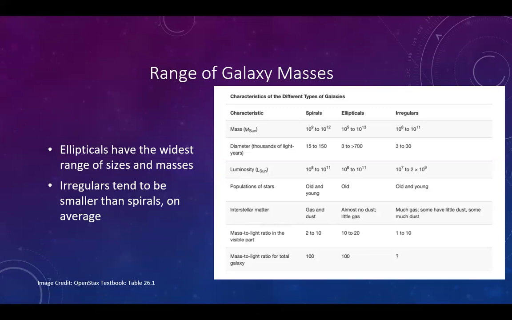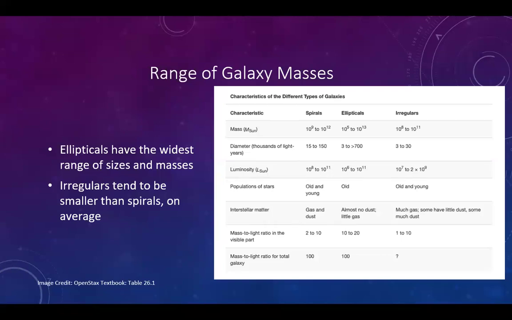Ellipticals have a mass from around 10 to the 5 to 10 to the 13 masses of the sun. Their diameter ranges from around 3,000 light years to more than 700,000. Their luminosity goes from about 10 to the 6 to 10 to the 11 times the luminosity of the sun. They primarily only have old stars. They have almost no dust and little gas, and their mass to light ratio in the visible part is 10 to 20. You expect it to be higher than in spirals because they have older stars, which generate less light for their mass.